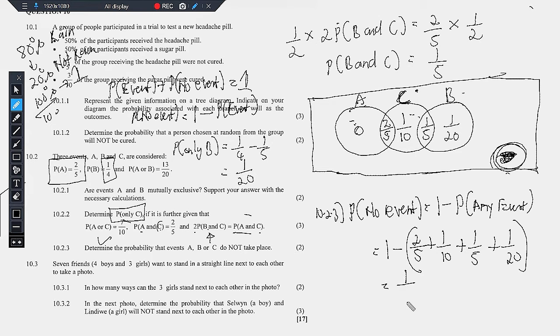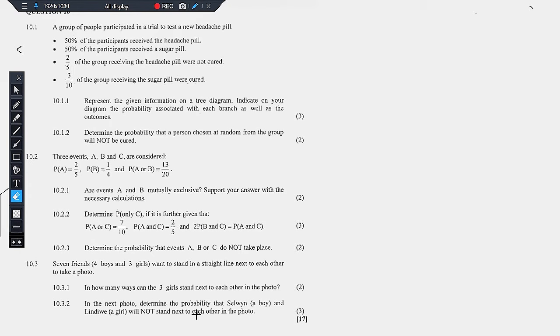So this, if you punch it on your machine, it gives you 1 over 4, which can be written in decimal as 0.25. So the probability that no event will occur is 1 over 4. So it's 25%. There's a 25% chance that neither A, B, or C will occur. Okay, so now we are fine with that.